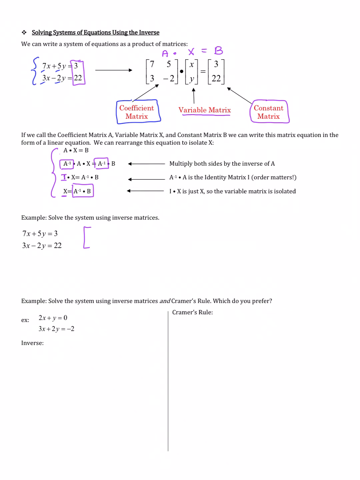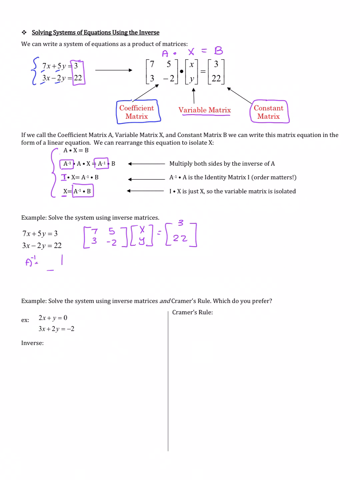So here's my coefficient matrix: 7, 3, 5, negative 2. Oh, I guess this is the same as what we had up above. I didn't realize that. Sorry about that. That's fine. So 3, 22. So that's how I would pull it all together. Now, if this is A, I need to find A inverse.